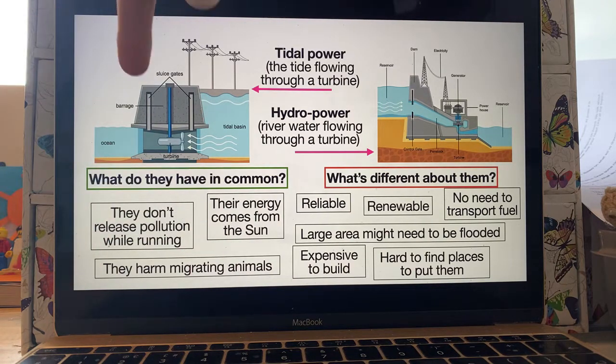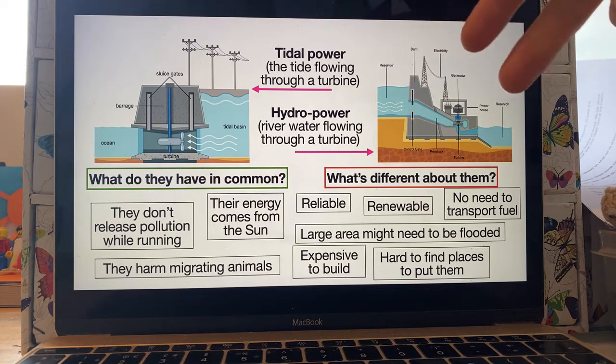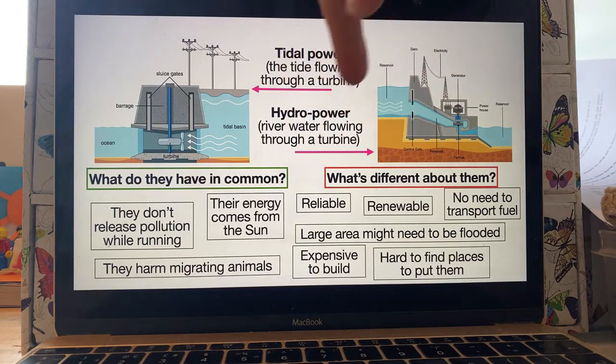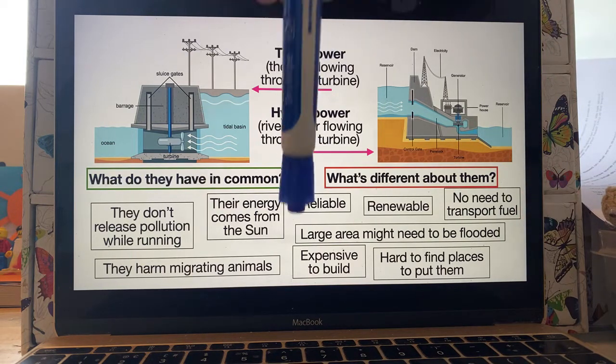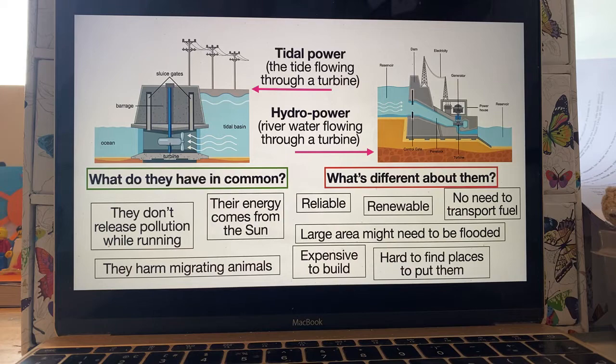Is that the case with tidal power or hydropower or both? Which one's reliable or both? Which one's renewable or both? No need to transport fuel. Large area might need to be flooded. Hard to find places to put them. Very expensive to build. And they harm migrating animals. Which ones do tidal power apply to? And which ones apply to hydropower? Hydropower is damming, right? Like hydroelectric dam.